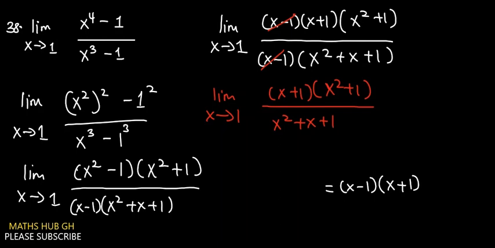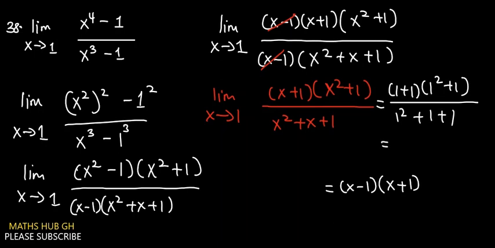So now let's do the direct substitution again. We're going to have (1 plus 1) multiplying (1 squared plus 1) divided by (1 squared plus 1 plus 1). So that's going to give us 2 multiplying 2 for the numerator, and then for the denominator we're going to have 1 plus 1 plus 1, so that will be 3. So at the end our answer is going to be 4 over 3.